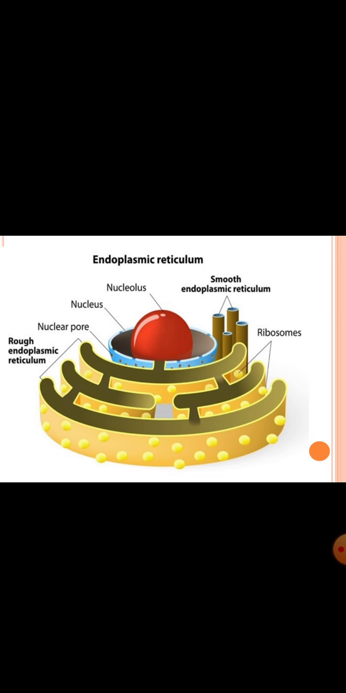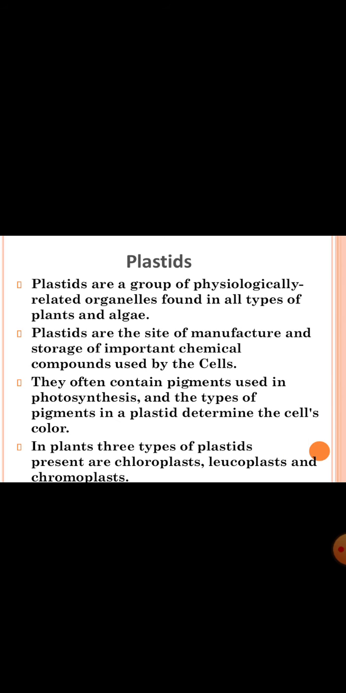As we can see in the diagram, there are two parts. In the first part, there are ribosomes attached, known as rough endoplasmic reticulum, while the part in which no ribosomes are attached is indicated as smooth endoplasmic reticulum. Clear? Next, move on to the next cell organelle, plastid.